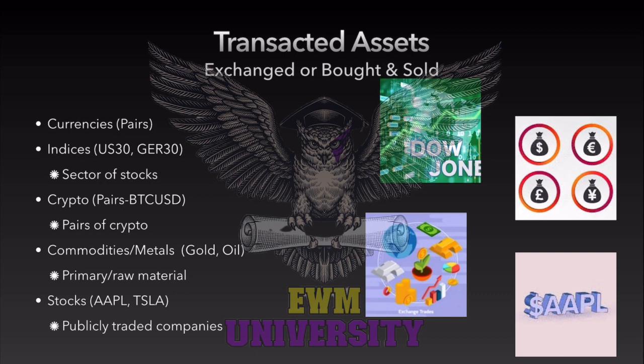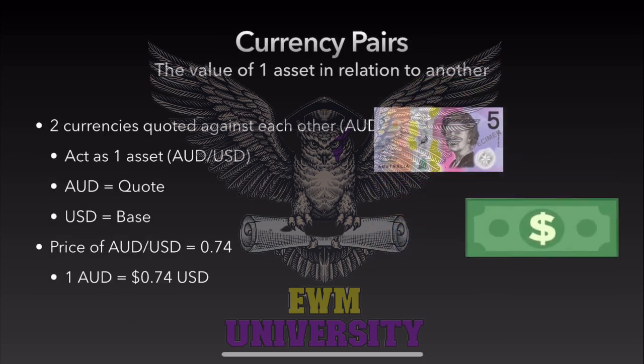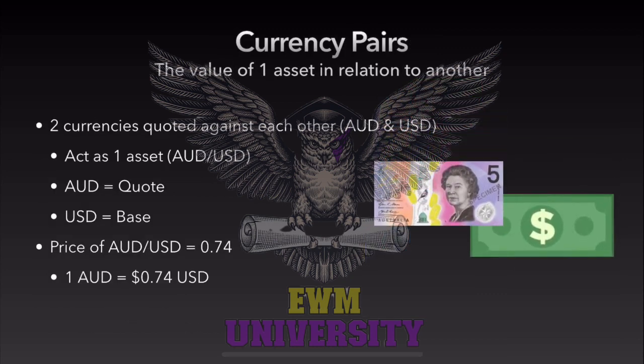We know that commodities and metals like oil and gold are transacted on the foreign exchange market. Commodities and metals are just primary and raw materials that are imported, exported, and exchanged on the foreign exchange market. And just like indexes, you have stocks. Indexes are sectors of stocks. Stocks are actual shares of a particular company. And these are all publicly traded companies like Apple and Tesla, and these are transacted on the foreign exchange market as well.